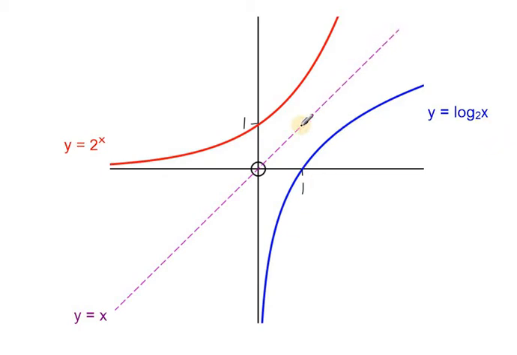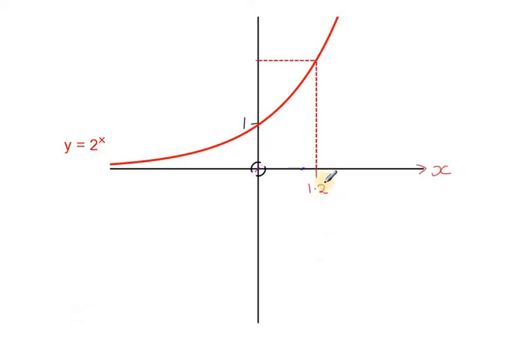Any graph reflected in the line y equals x, or any function reflected in y equals x, gives an inverse function. So if this is my exponential function, then this is the inverse function, the log function. The exponential function goes through this point, so it cuts the y-axis at y equals 1. If we were to reflect that point in this mirror line, you can see that point on the inverse function graph, on the log graph, is at x equals 1.